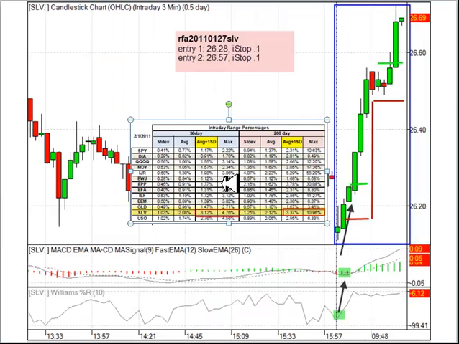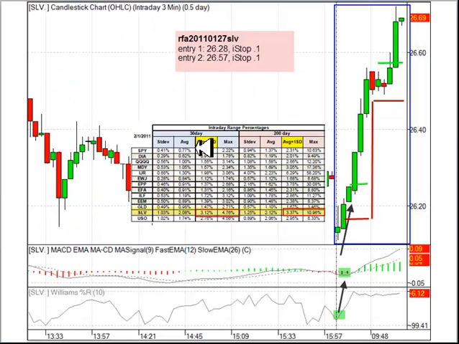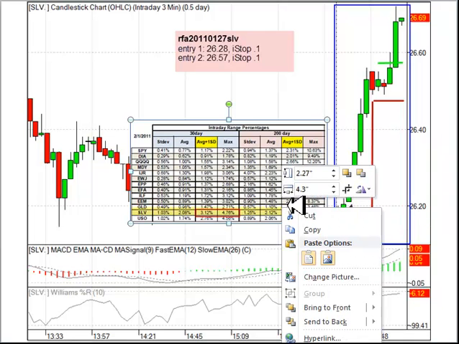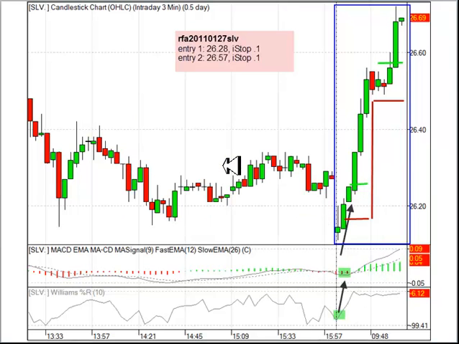All right, so what I want to look at now is a silver trade. All right, so what we had here is an RFA trade on 2011 January 27th, and the symbol is silver.